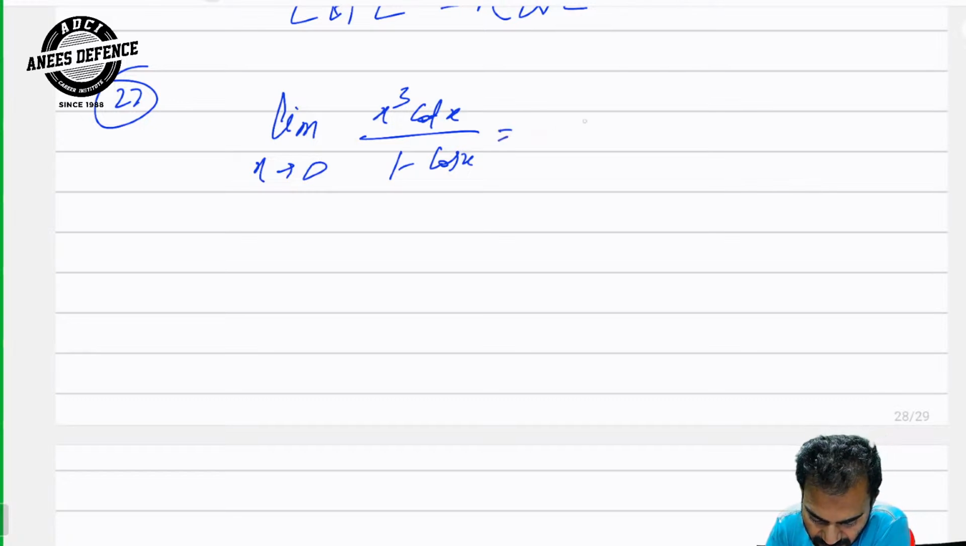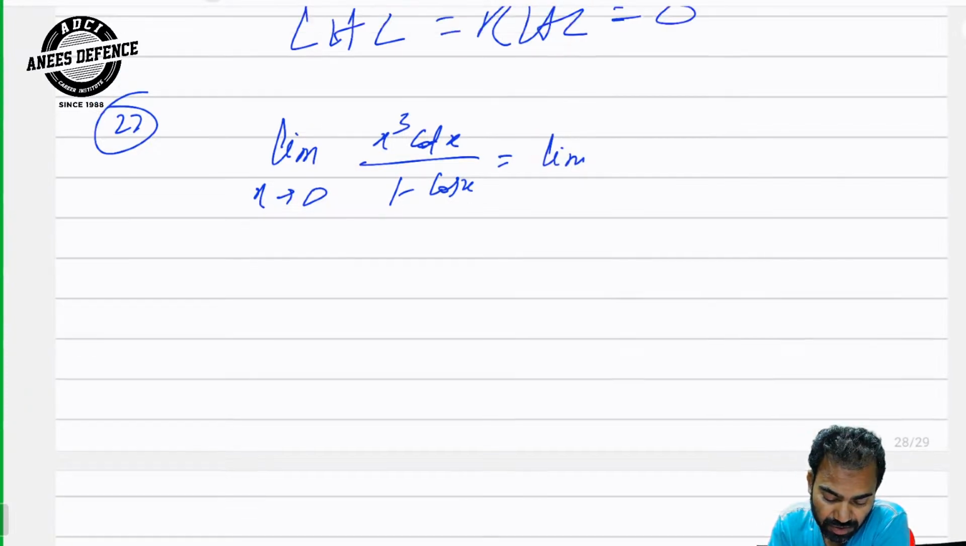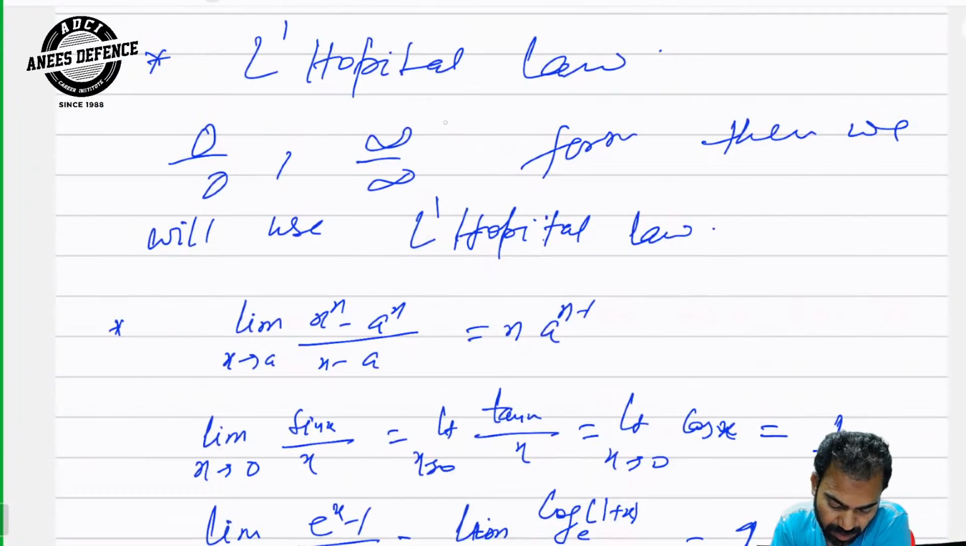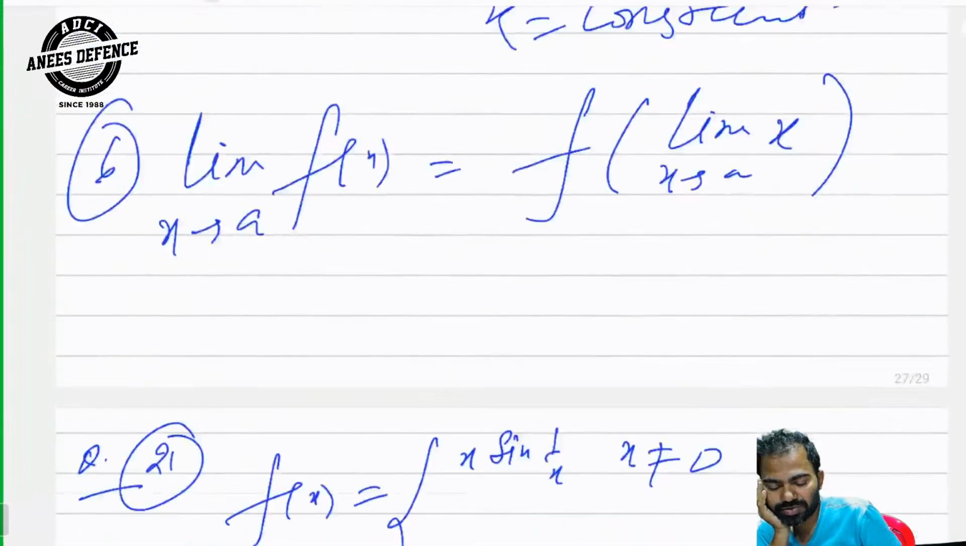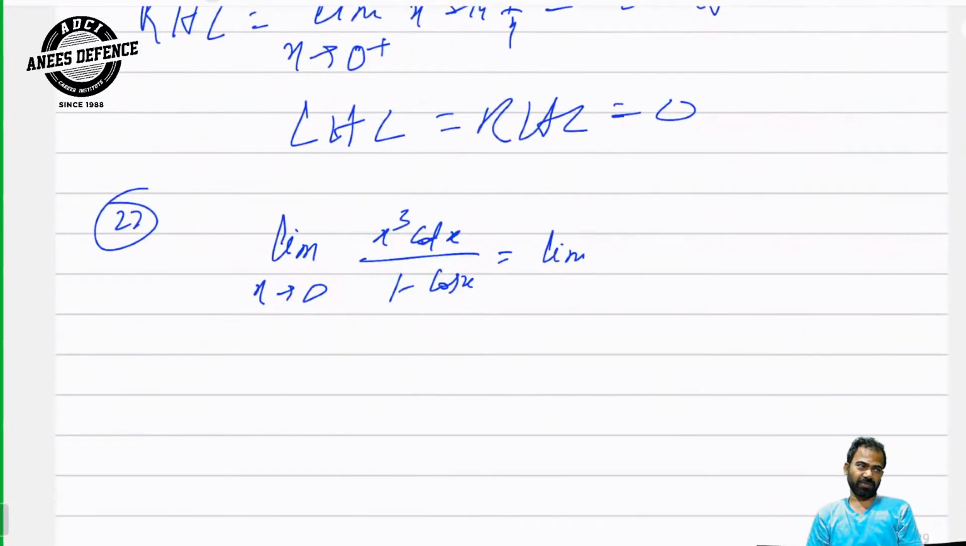You know the L'Hopital law? If we put 0, numerator and denominator will be 0 by 0. We'll use L'Hopital law only for these two forms, 0 by 0 and infinity by infinity. When you put 0 in the numerator, it will be 0. In the denominator, it will also be 0 because cos 0 is 1, 1 minus 1. So by the L'Hopital law, I can solve it.